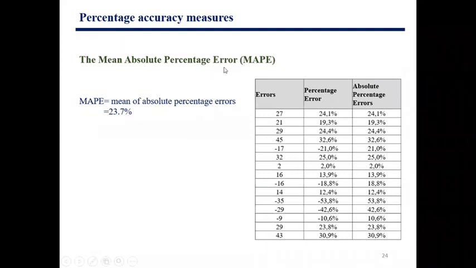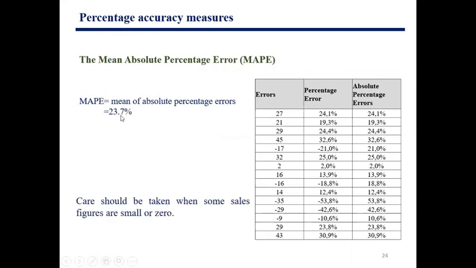So here the mean absolute percentage error is, you remember before we calculated the percentage error. So here we will calculate also the absolute percentage error. We will just take the absolute value of the percentage error and we will take the average. And in our case, it's 23.7.